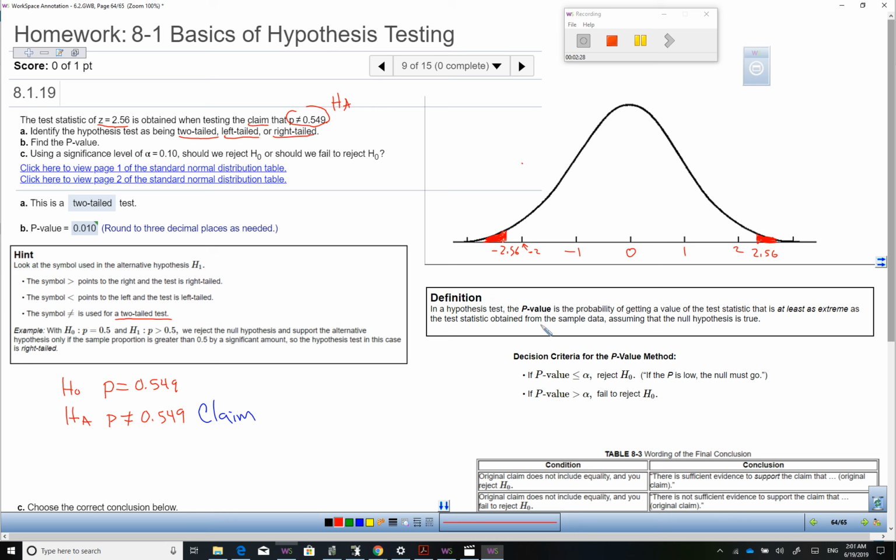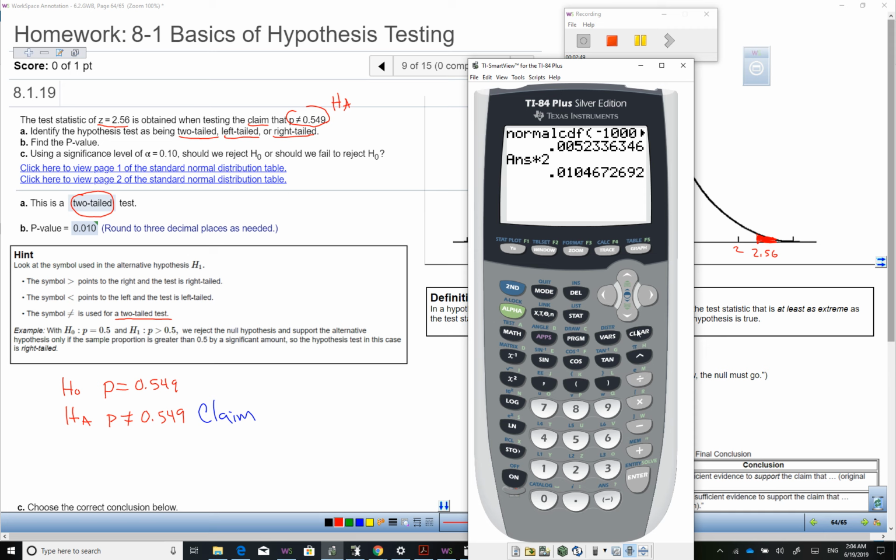So to find the p-value, this is part B. After we determine that it's a two-tailed test, to find the p-value, we need to find the area, this area plus this area. This is the definition of the p-value. Okay, so following that definition, I will open my calculator.